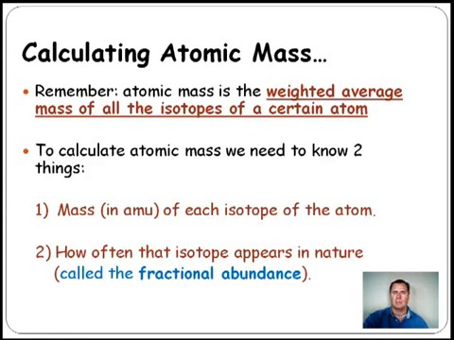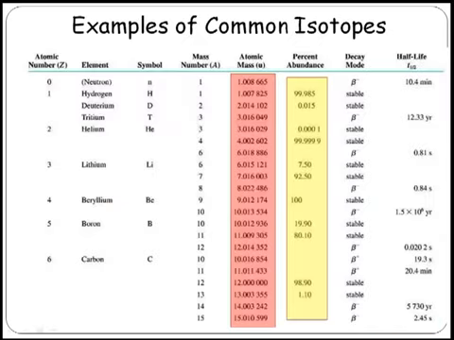Let's go back and look at some common isotopes here. Okay, you can see here in this column we have our atomic masses. We can calculate those out. Then we have the percent abundance. Well, percent abundance is related to fractional abundance. The difference being the fractional abundance is the decimal form of the percent abundance. So the fractional abundance for hydrogen 1 here would be 0.99985. For hydrogen 2, it's 0.00015. All we need to do is move the decimal places 2 places to the left.